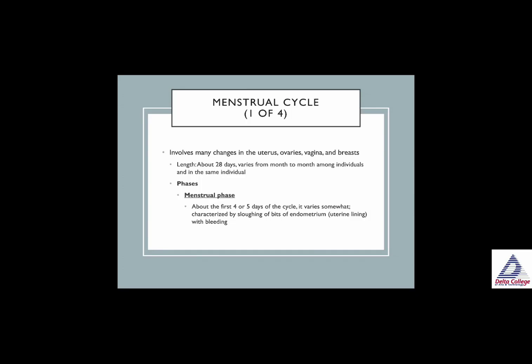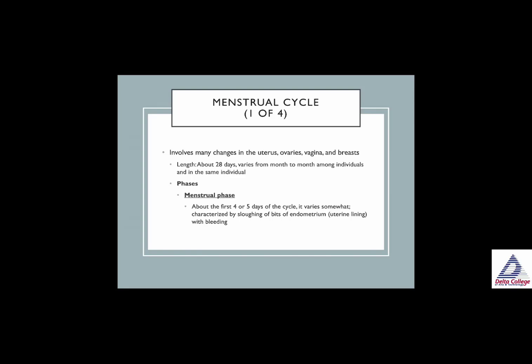Now let's talk about the menstrual cycle. This involves many changes in the uterus, ovaries, vagina, and breast. The length of the menstrual cycle is about every 28 days, and it varies from month to month among individuals and in the same individual.